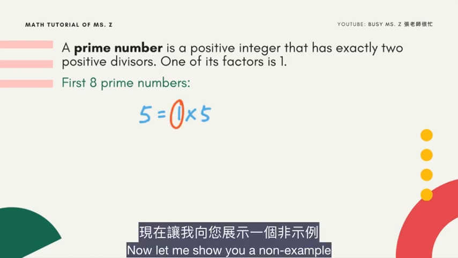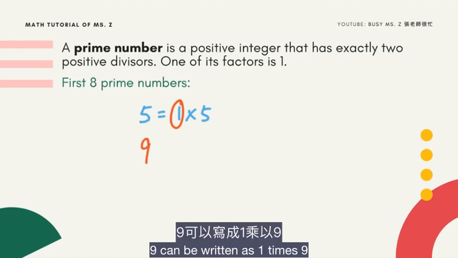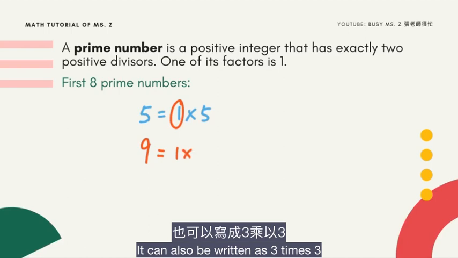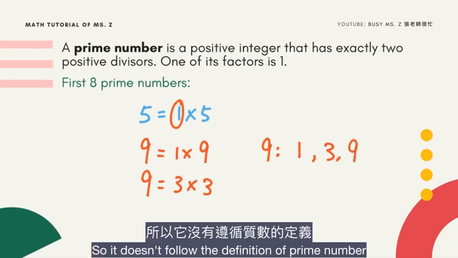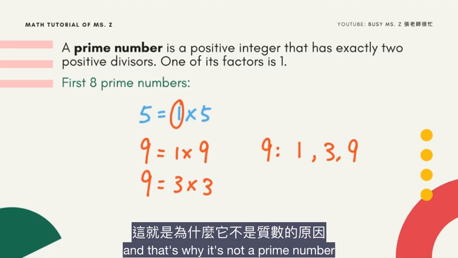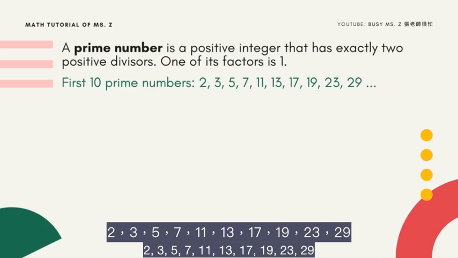Now, let me show you a non-example. Let's say we have the number 9. 9 can be written as 1 times 9. It can also be written as 3 times 3. And in this case, we know that 9 has the factors 1, 3, and 9. It has 3 factors, so it doesn't follow the definition of a prime number, and that's why it's not a prime number. So the first 10 prime numbers are 2, 3, 5, 7, 11, 13, 17, 19, 23, 29.